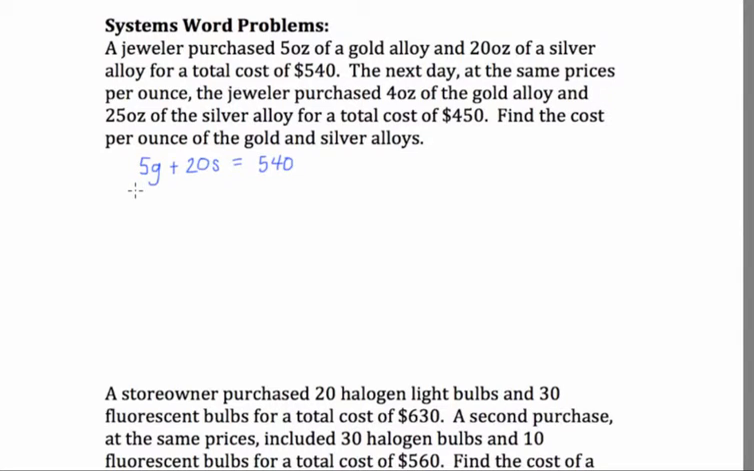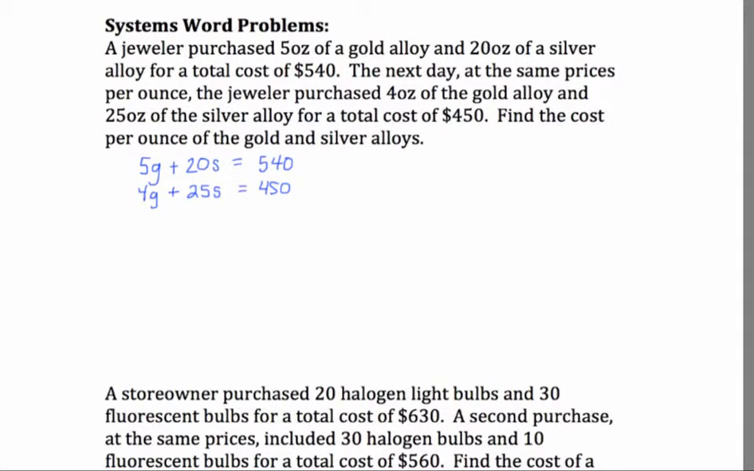And then the next day, about 4 ounces of the gold, so 4 ounces times the price of gold per ounce, plus 25 ounces, I should make that look more like a 5, times the price of silver, and they spent 450. So what I have here is 2 equations, 2 variables. I should be able to solve this system of equations.